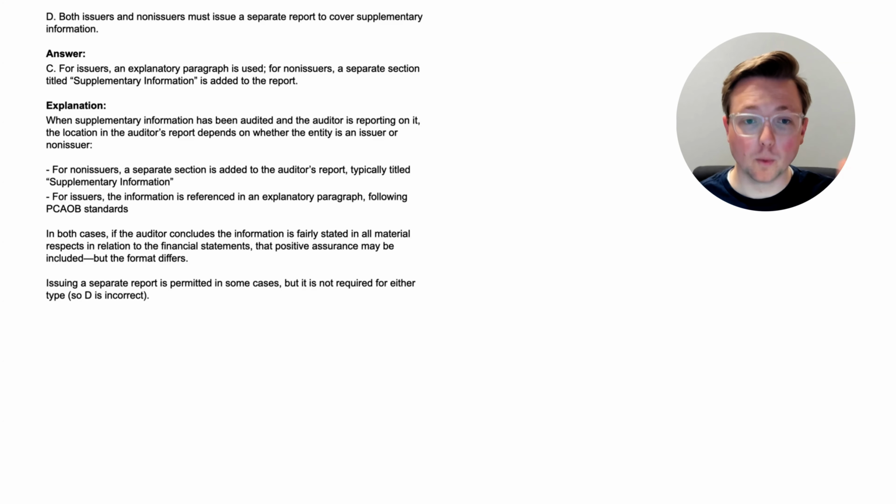So let's go over it. When supplementary information has been audited and the auditor is reporting on it, the location in the auditor's report depends on whether the entity is an issuer or a non-issuer. For non-issuers, a separate section is added to the auditor's report, typically titled Supplementary Information. For issuers, the information is referenced in an explanatory paragraph, and remember we talked about those a few videos ago, following PCAOB standards. In both cases, if the auditor concludes the information is fairly stated in all material respects in relation to the financial statements, that positive assurance may be included, but the format differs between issuer and non-issuer.